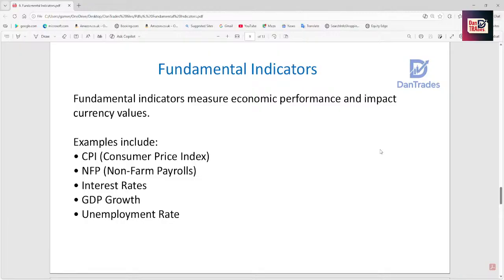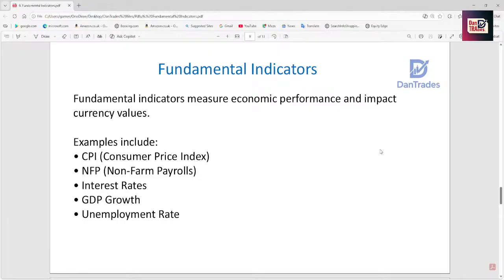What do these do? The CPI mainly deals with inflation. Anytime you hear CPI, we are talking about inflation. If you hear NFP, we are talking about unemployment. If you talk about interest rates, we are talking about the people who want to invest in a country's economy. Then GDP, unemployment rate, all that.